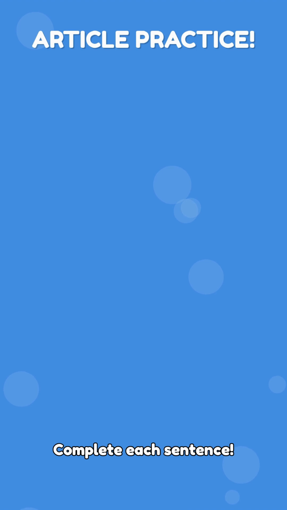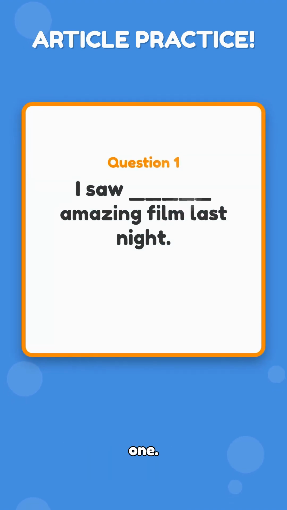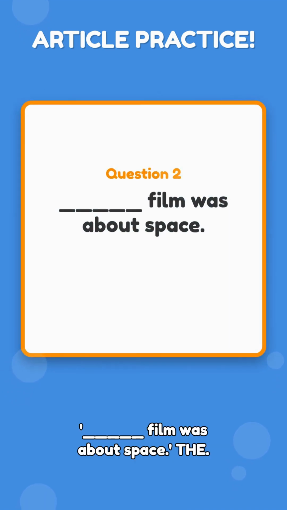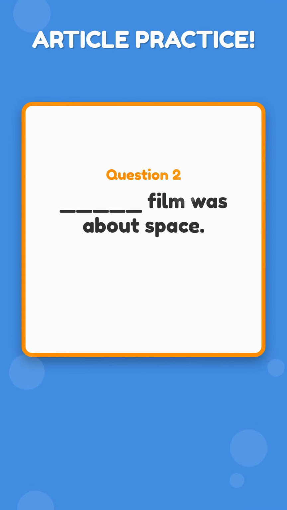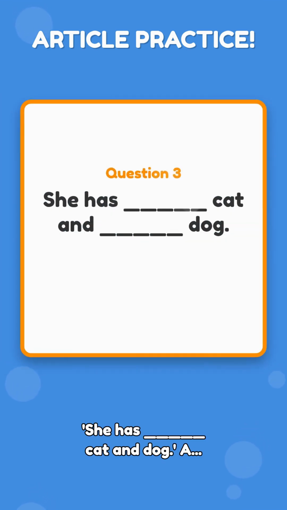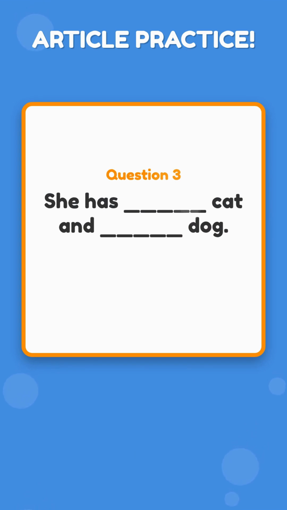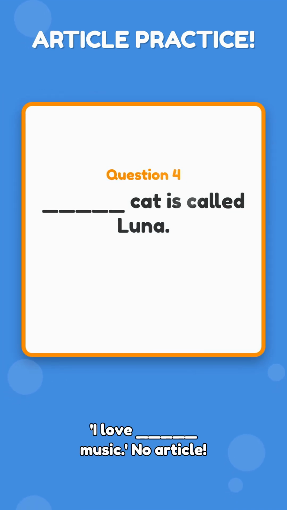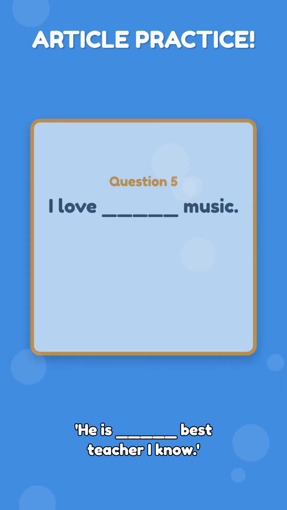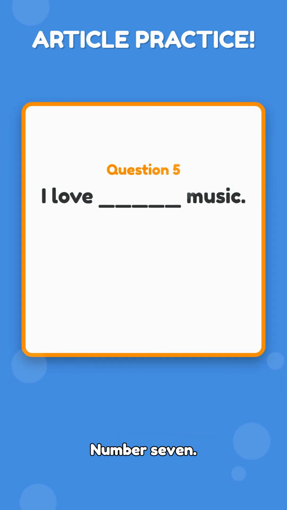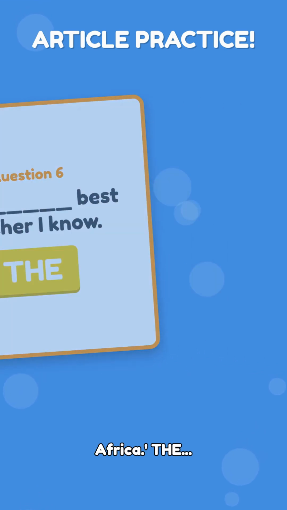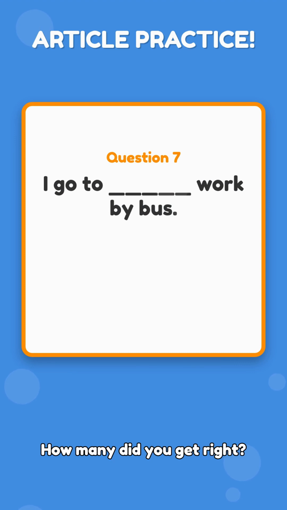Rapid fire practice. Complete each sentence. I'll give you 4 seconds for each one. Number 1: I saw an amazing film last night. An. Number 2: the film was about space. The. Number 3: she has a cat and a dog. A. Number 4: the cat is called Luna. The. Number 5: I love music. No article. Number 6: he is the best teacher I know. The. Number 7: I go to work by bus. No article. Number 8: the Nile is the longest river in Africa. The.